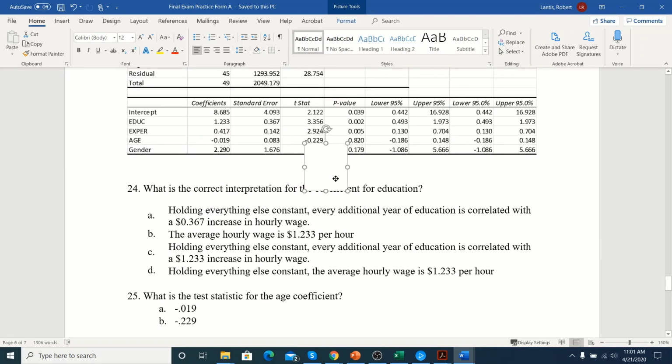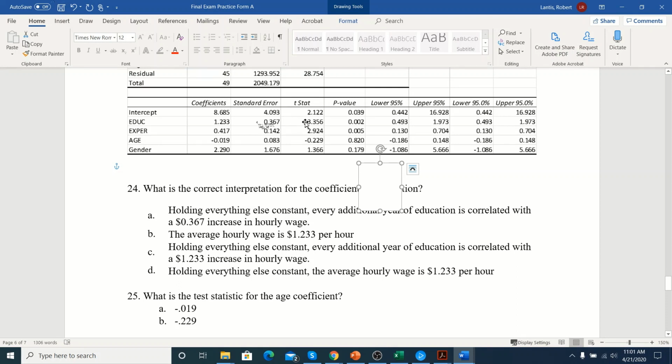And I actually hid these so you can actually see all the test statistics here. But each one you should be able to come up with. For education, take the coefficient of 1.23 divided by 0.367 should give you the test statistic of 3.35, right? So you could find all of those kind of using, yeah, just coefficient divided by standard error.